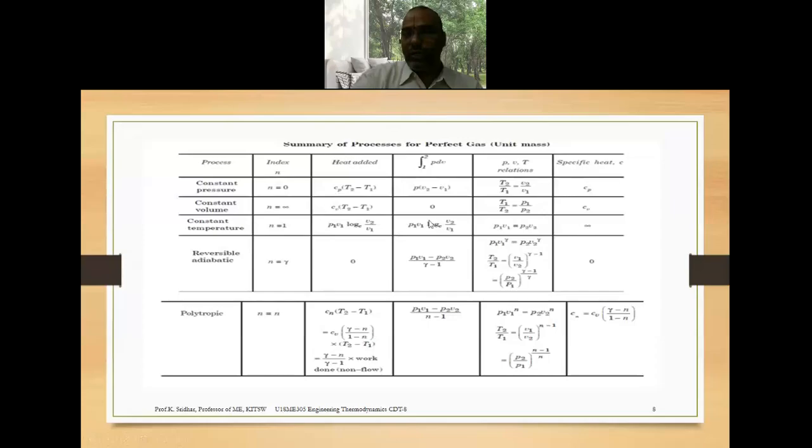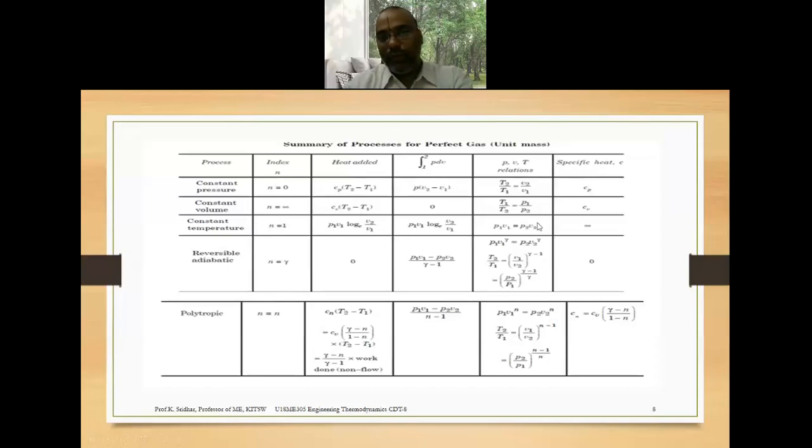So just now we studied how we can find out the work in the isothermal process. Work is nothing but P1 V1 into log V2 by V1. That is the formula for the work. And similarly, we studied that in the constant temperature process, delta Q is equivalent to delta W. So the same formula holds good for the heat transfer also. So delta Q is equivalent to delta W.